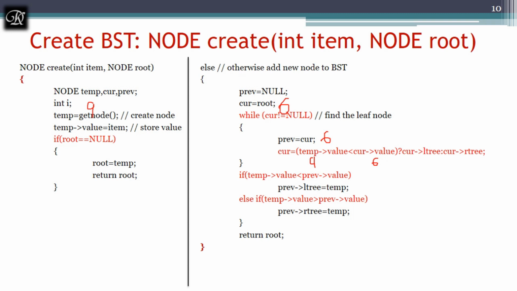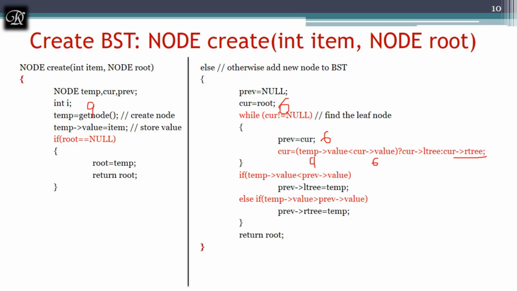9 is smaller than 6. No, it is false. If it is false, you should move towards left. But here it is false for the left, so now I should move towards right. And when I move towards right, initially the root node is created and the links have been set to null by default by the get node function. So current is not equal to null.